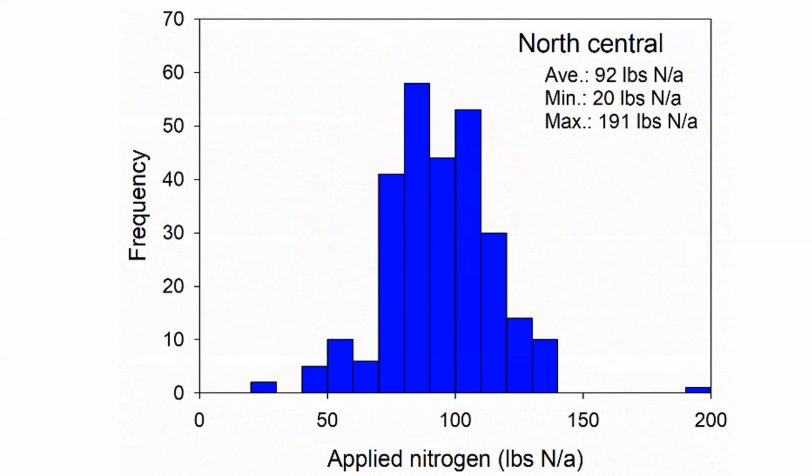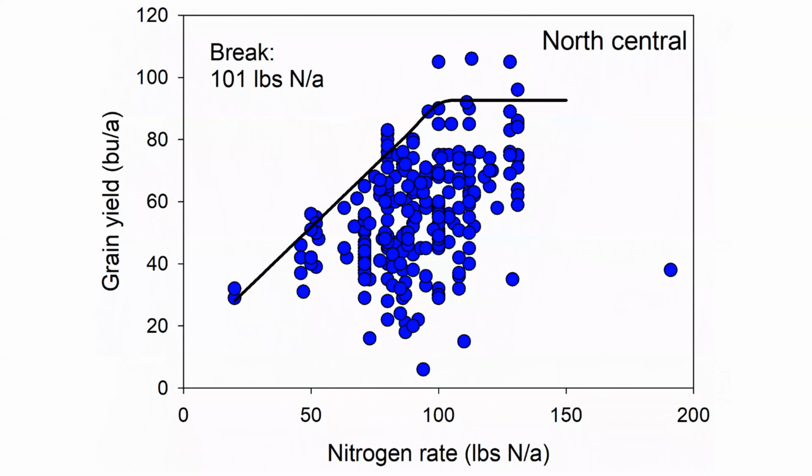So this is the amount of nitrogen that was applied in the fields. You see that it averaged 92 units of N per acre, ranging from 20 to about 191. And how did nitrogen affect yields? That's what we see here. So overall, if the fields had less than about 100 units of N, they were increasing yields by applying more nitrogen. If nitrogen applied was more than that, we didn't really see much of a response.